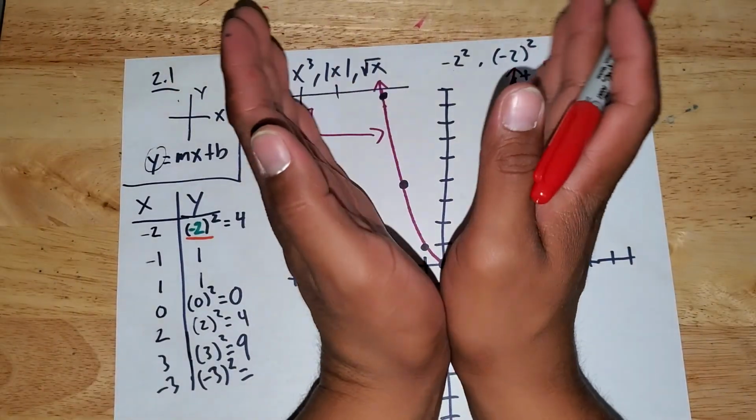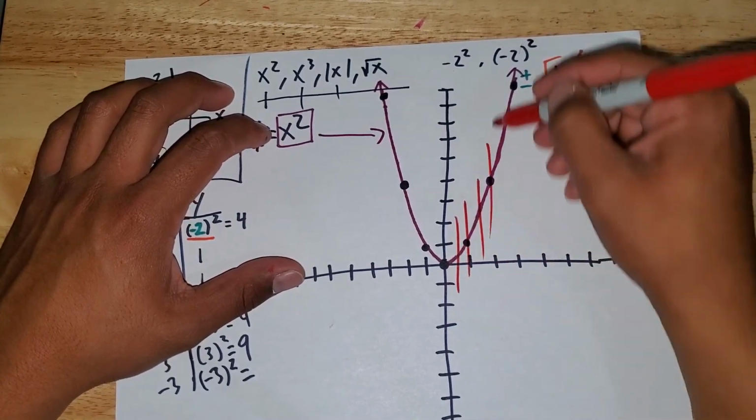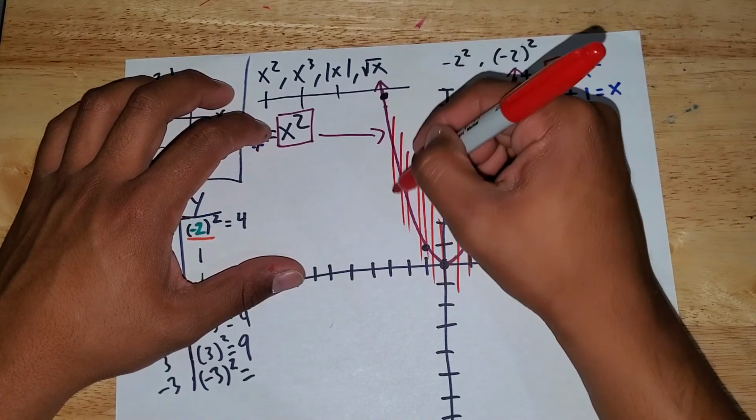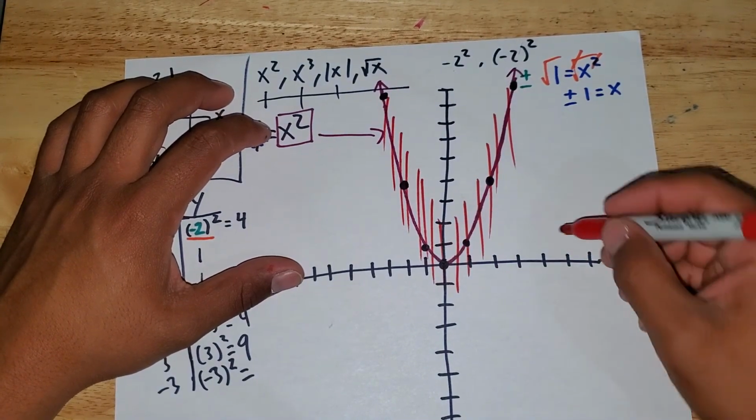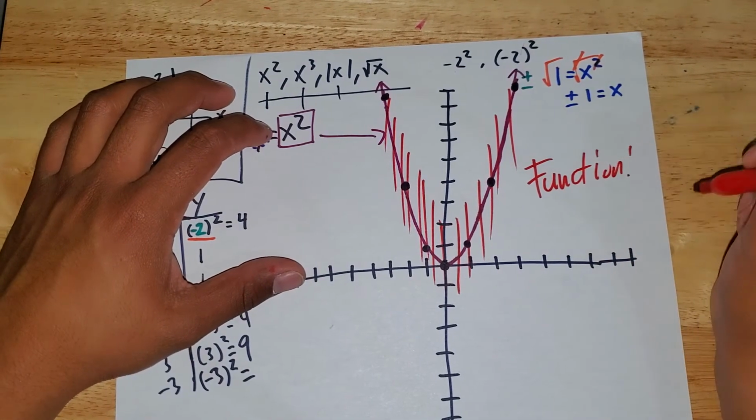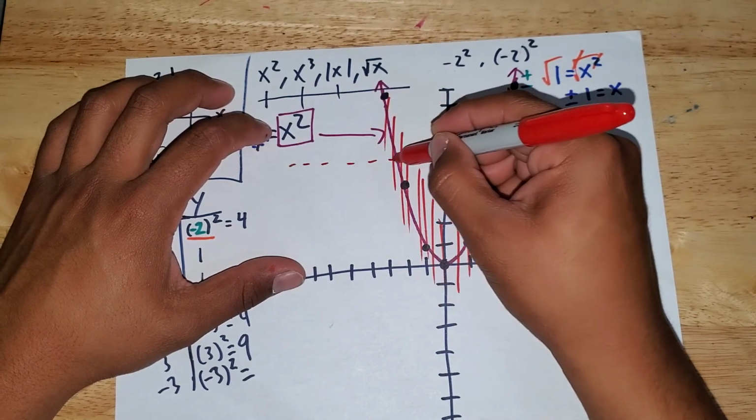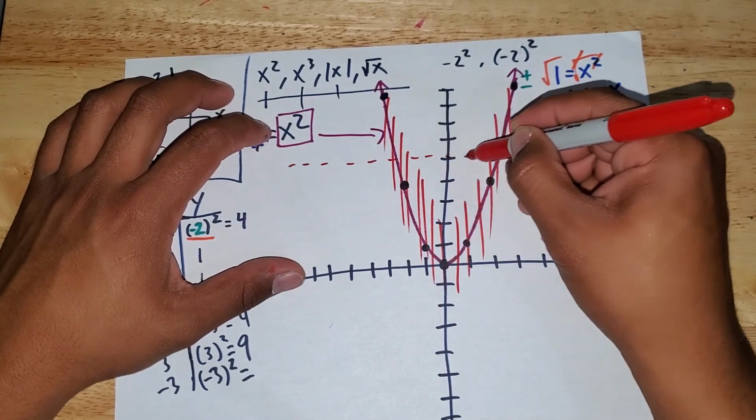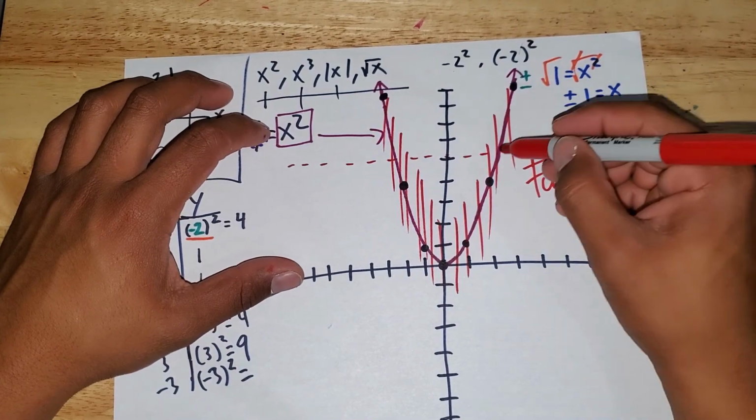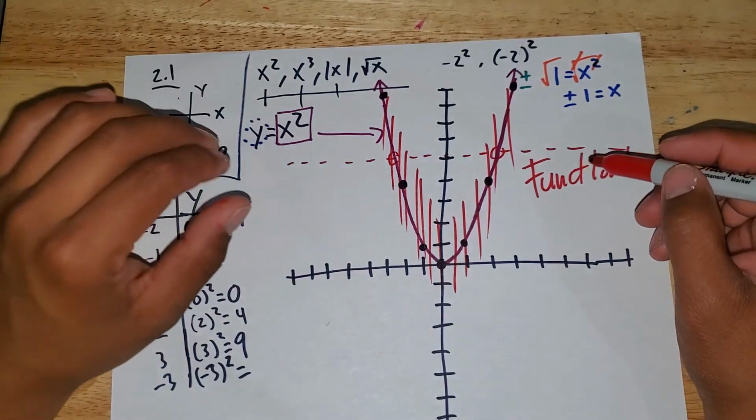These open up forever. So when I'm making my vertical lines, am I going to intersect this graph more than once? Nope. Hence, this is a function. Now, eventually, we're going to talk about a horizontal line test, and here, it would actually intersect twice. But I don't want to get into that right now.